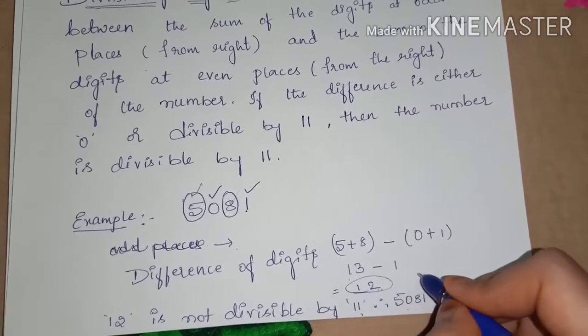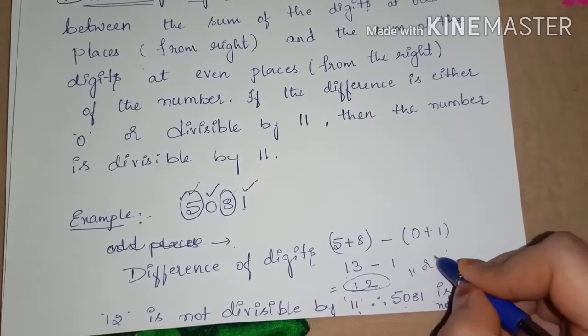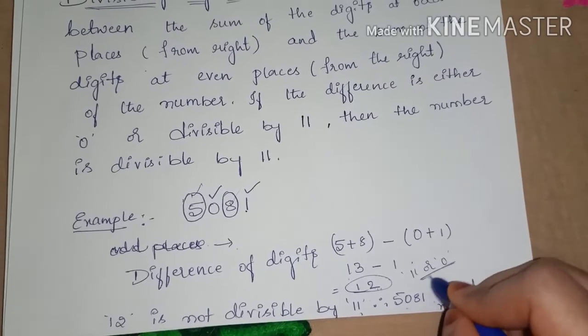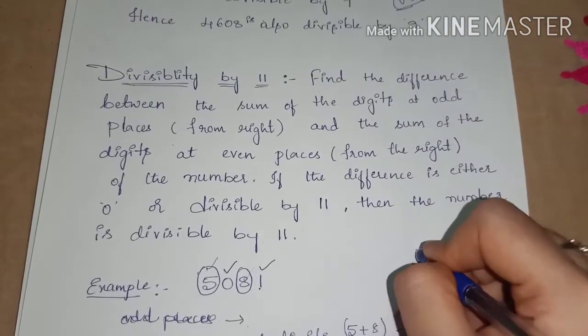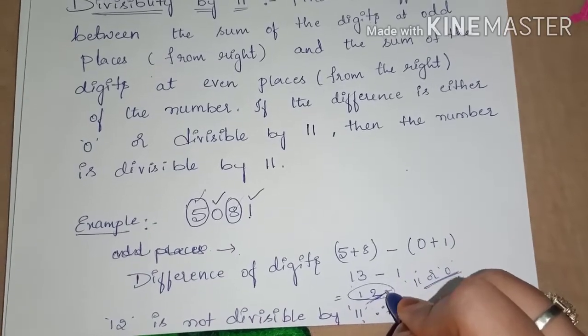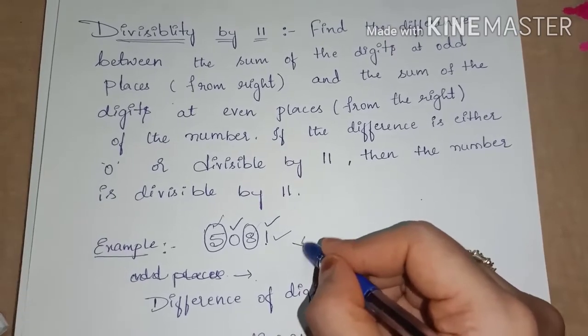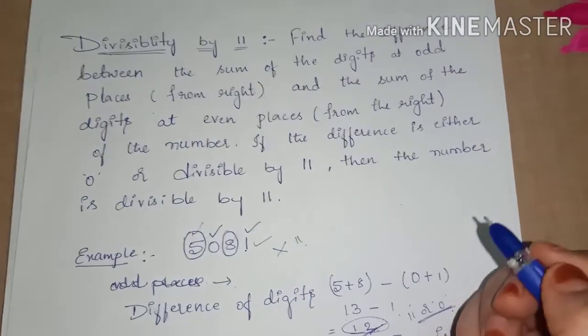If we had got the answer as 11 or 0, then we could say that it is divisible by 11. But here we have got the answer 12, which is not divisible by 11. Hence 5081 is also not divisible by 11.